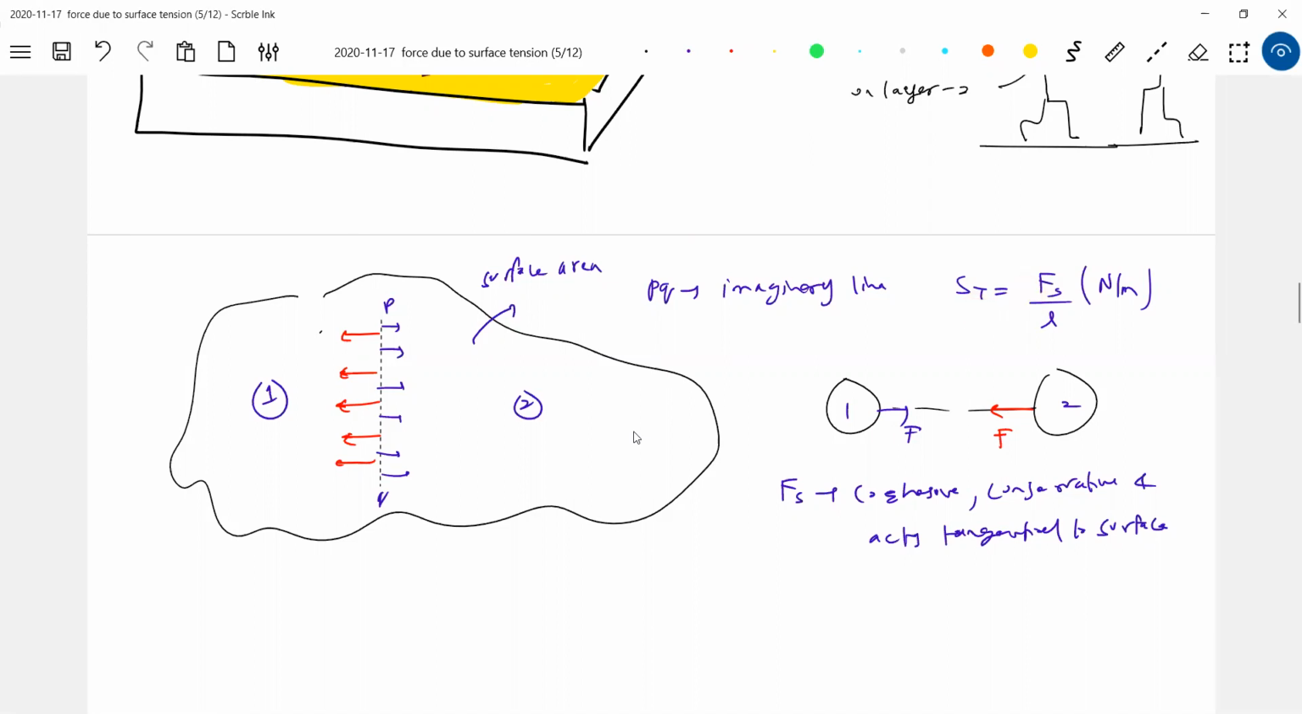But in some books, they just say cohesive force per unit length. But what is the basic definition? Cohesive, conservative, tangential force acting per unit length. These are all the conditions for this particular thing, and it will act tangential to the surface only.